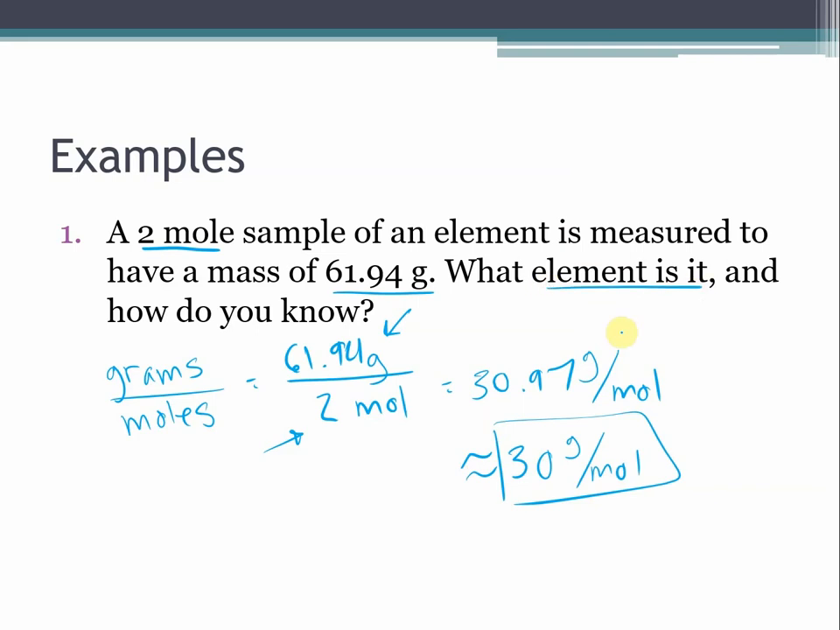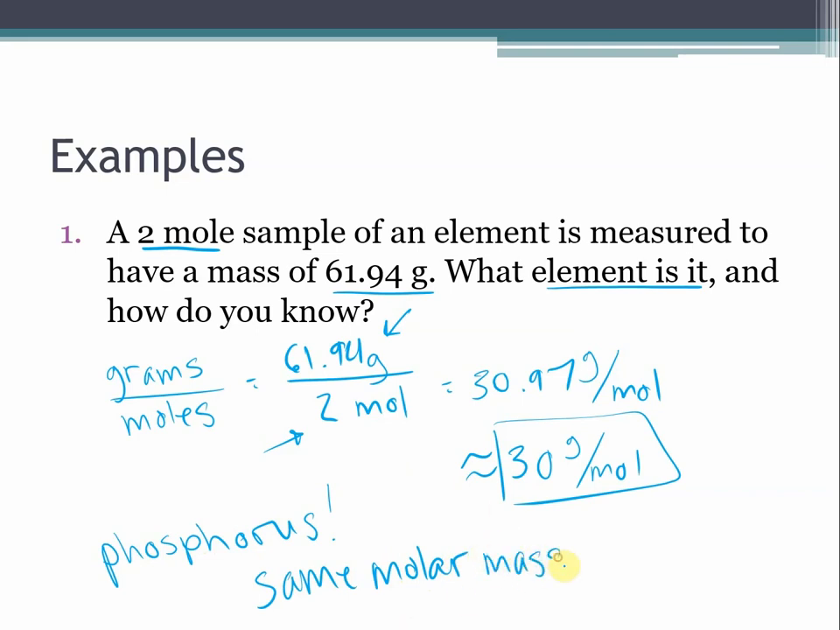And then as far as what element it is, we'll go to your periodic table and start looking at the masses, start looking at those decimal numbers under the symbol. Find the one that falls closest to 30. That should come out to be phosphorus. And in fact, if we had not rounded our answer for sig figs, the mass we found would have been exactly the mass of phosphorus. So we know it's phosphorus because they have the same molar mass. So molar mass, just like density, is an intensive property. It can be used to identify things.